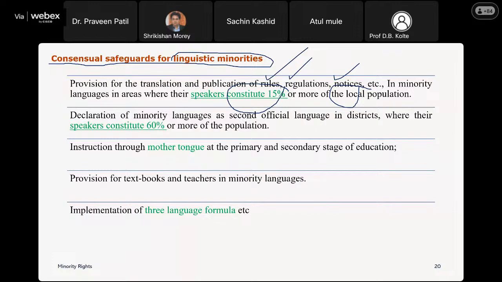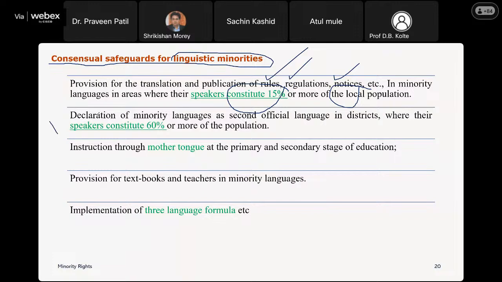Not everything is provided for, but the consensus is that wherever there are speakers who constitute 15% of that local population, and they speak a different language, it is expected of the government that all governmental rules, regulations, and notices, including light bills, electricity bills, are provided to them in the language they understand. This is a consensual safeguard provided to the linguistic minorities.